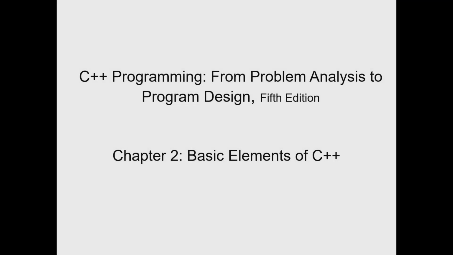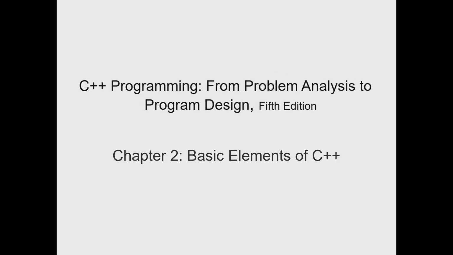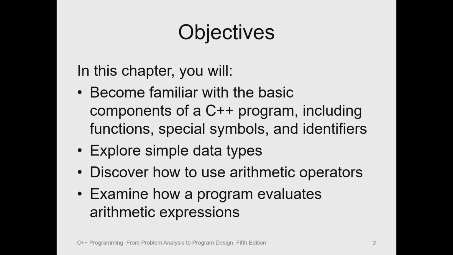Basic elements of C++. In this chapter, we will become familiar with the basic components of a C++ program, including functions, special symbols, and identifiers. We're going to explore simple data types, discover how to use arithmetic operators, and examine how a program evaluates arithmetic expressions.